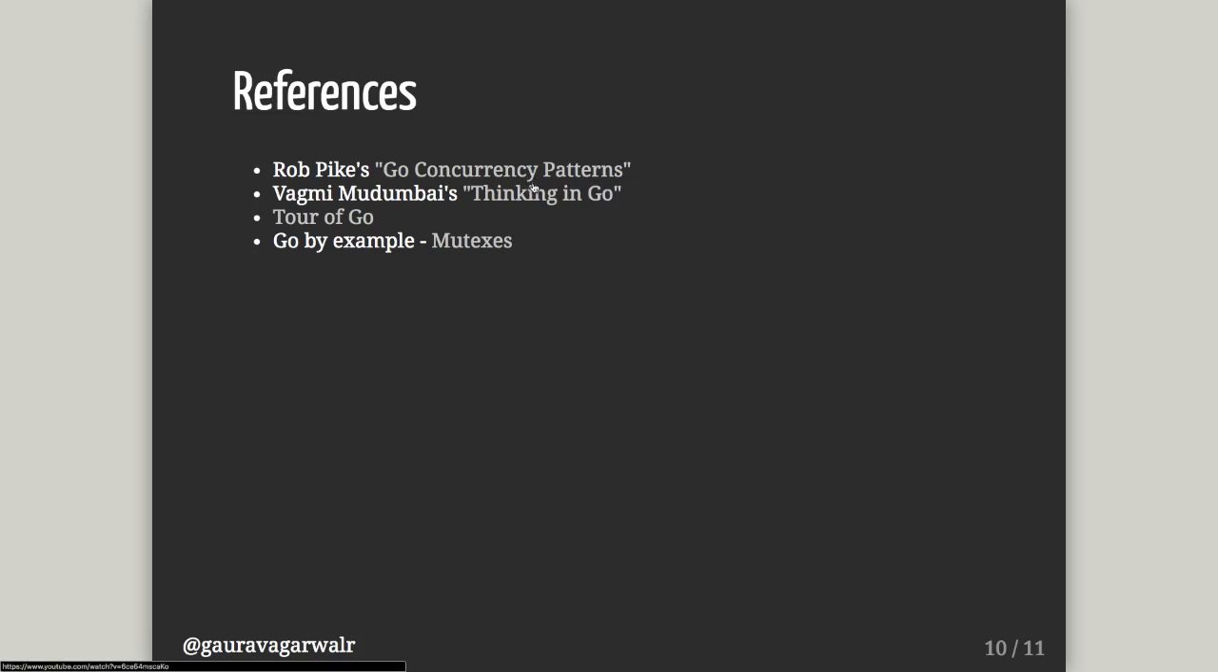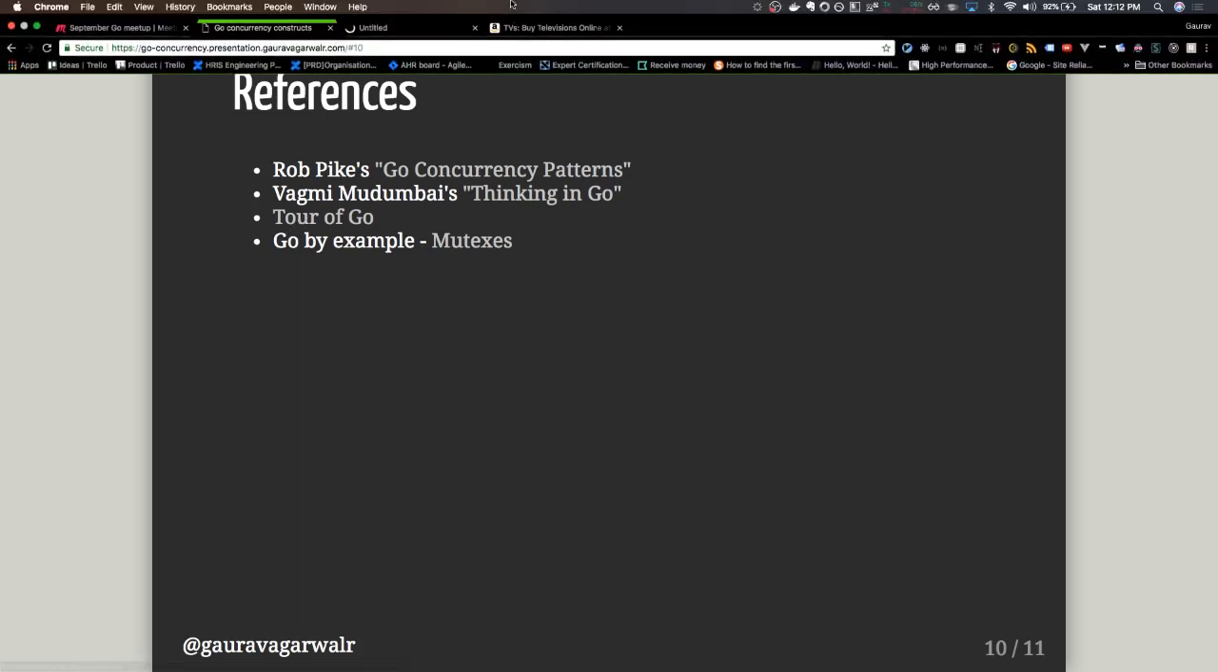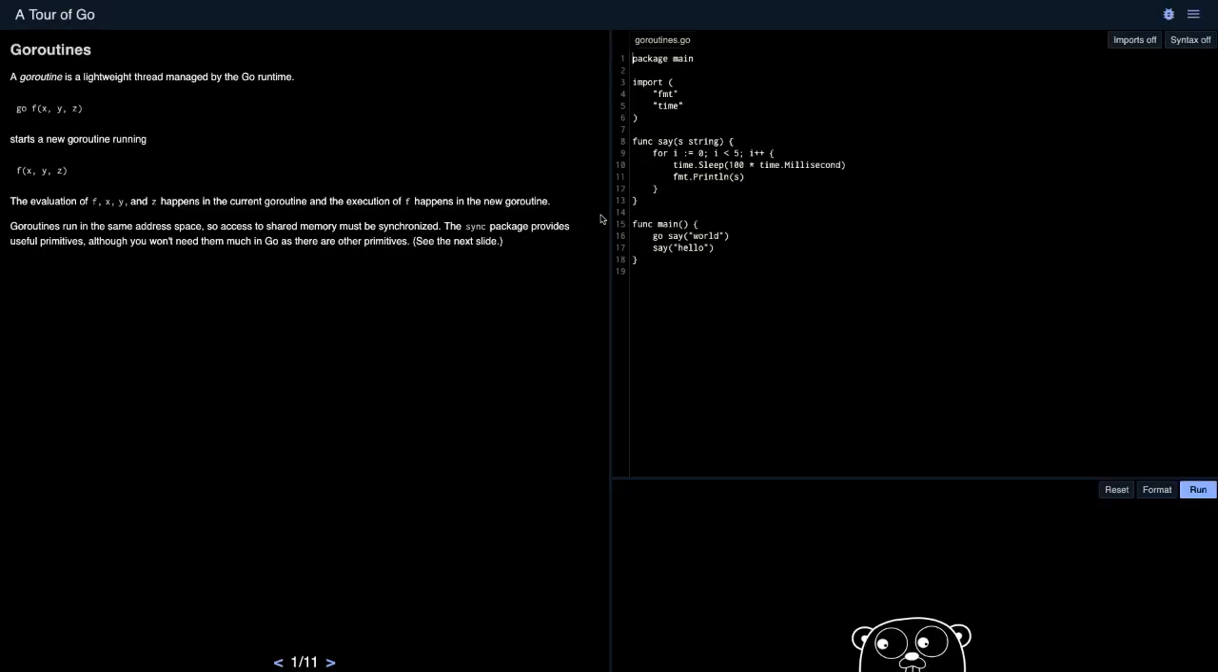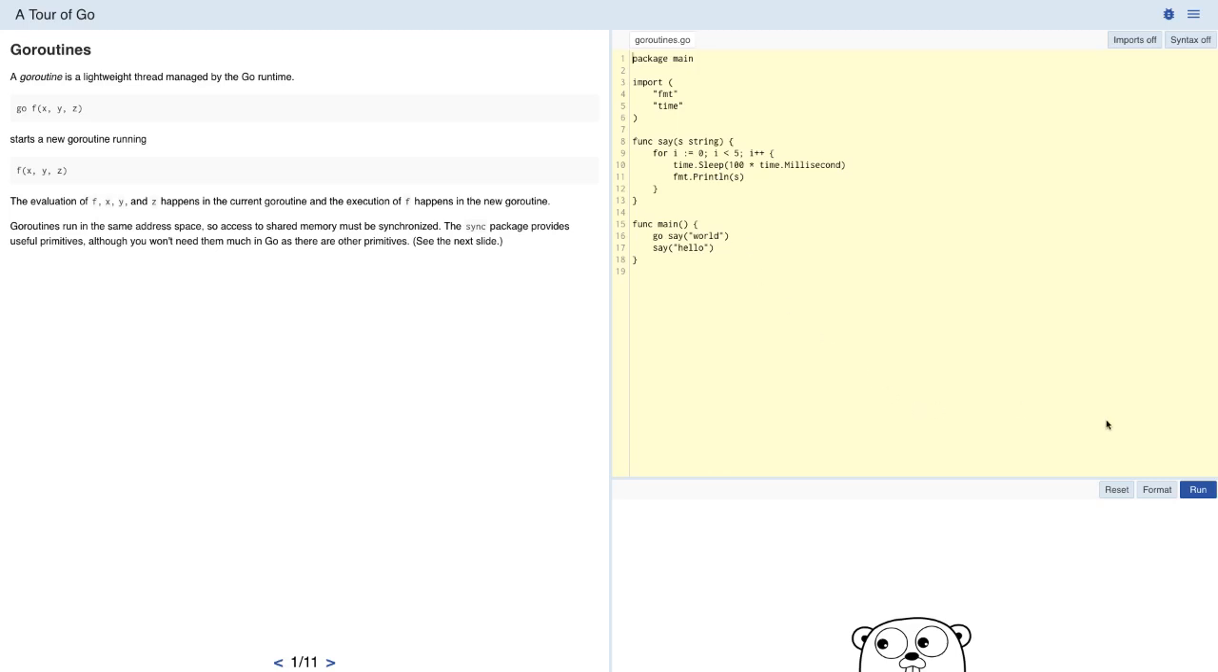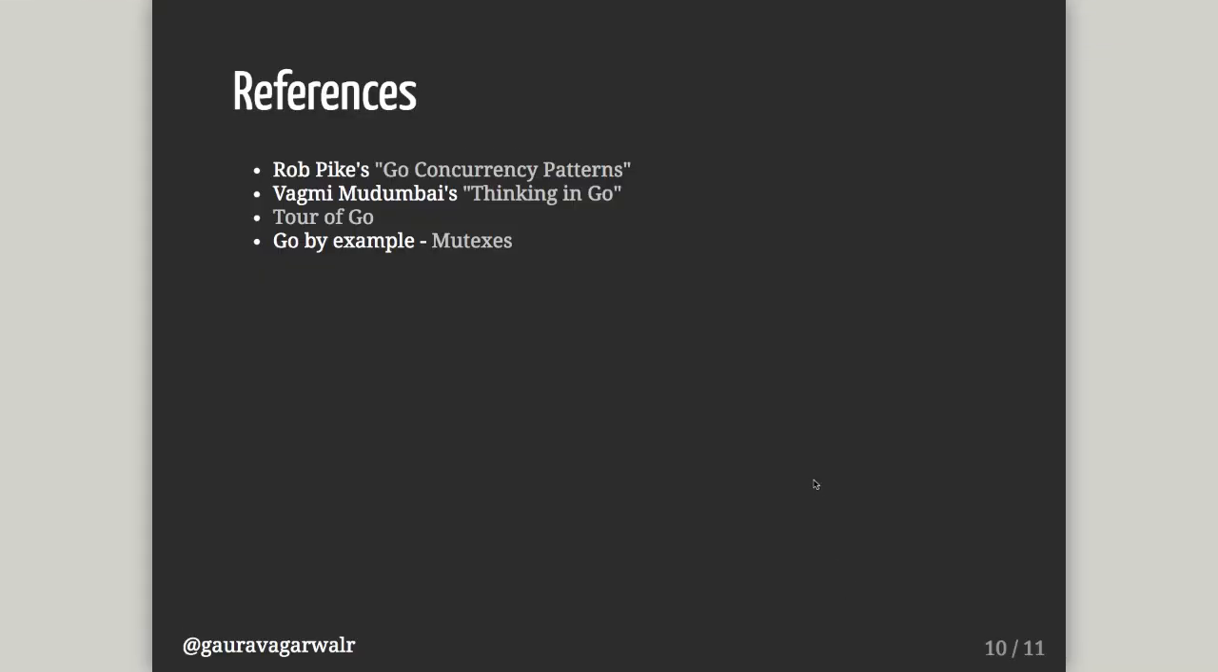Another is Wagner Mudabbai's Thinking in Go. He talks about different concurrency patterns for interacting with channels. He goes deeper into select and fan in, fan out patterns, which you can work with in Go. Tour of Go has live examples, where you can work with live code. You can just run it in your browser and play around with it.